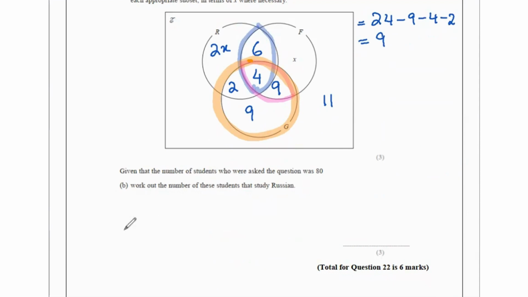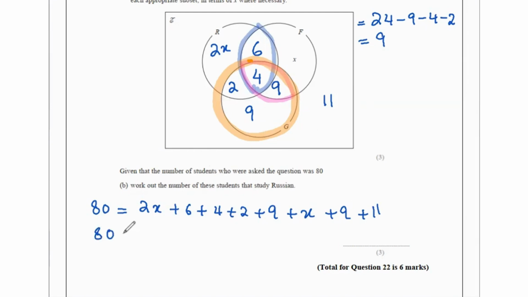What we will do is, 80 equals the sum of all of these, even 11, because that is a part of the total number of people. 2x plus 6 plus 4 plus 2 plus 9 plus x plus 9 plus 11. I don't know if you've noticed this, but for the overlapping region, we're only writing those values once, not twice.